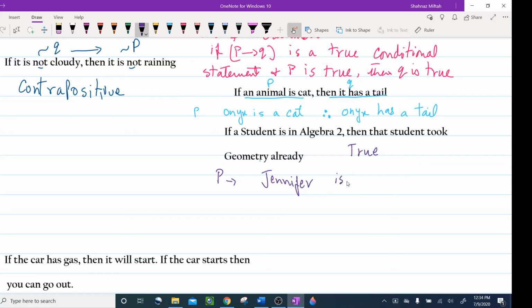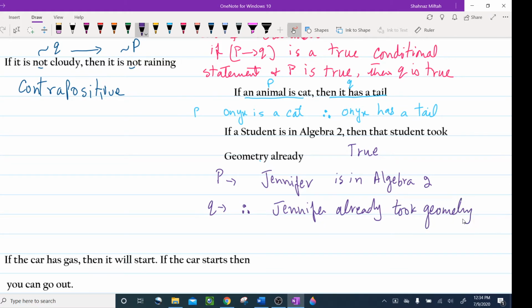And we can say the hypothesis is, for example, Jennifer is in Algebra 2. The conclusion is, therefore, Jennifer already took geometry. Right? Because it goes in order. Everybody knows that students have to take geometry first before they go to Algebra 2.